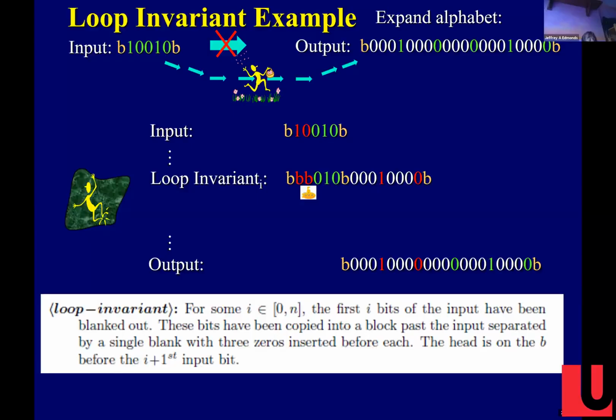I'm just drawing pictures. A loop invariant is a picture. When I equals 0, this is the picture. When I equals 2, this is the picture. When I equals 5, this is the picture. All I want you to understand is the picture. We don't even need to understand why it's like that. We just need to know how it should look, not why it looks like that.